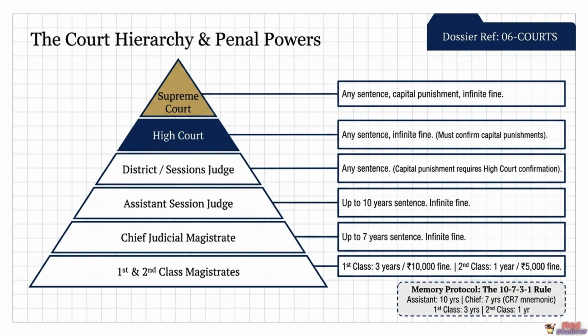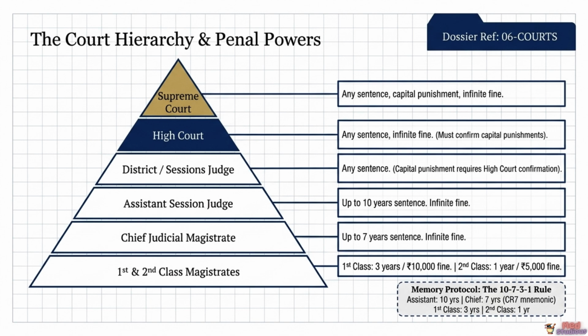Moving up, the chief judicial magistrate can sentence up to 7 years with unlimited fines. The assistant sessions judge goes up to 10 years imprisonment with an unlimited fine. The district or sessions judge holds the power to impose any sentence, including capital punishment, though in their case, death sentences must be confirmed by the High Court. The High Court has similar unlimited power and handles capital punishment confirmations. And at the apex, the Supreme Court holds absolute jurisdiction, any sentence, including capital punishment and unlimited fines, without requiring confirmation from any other court.